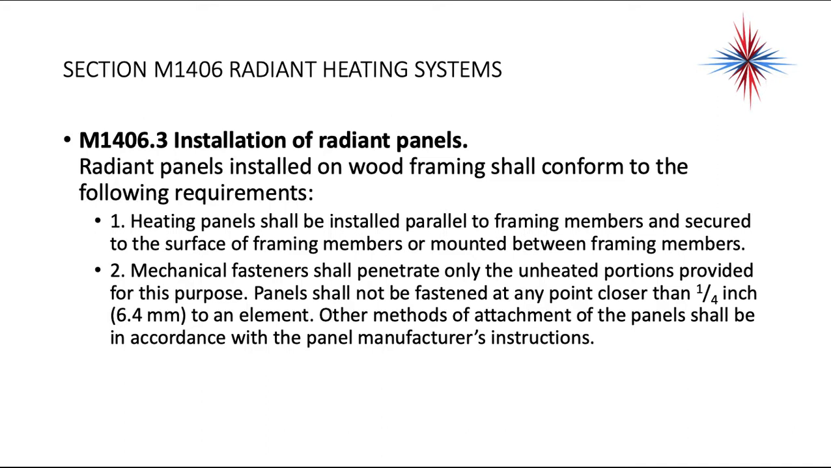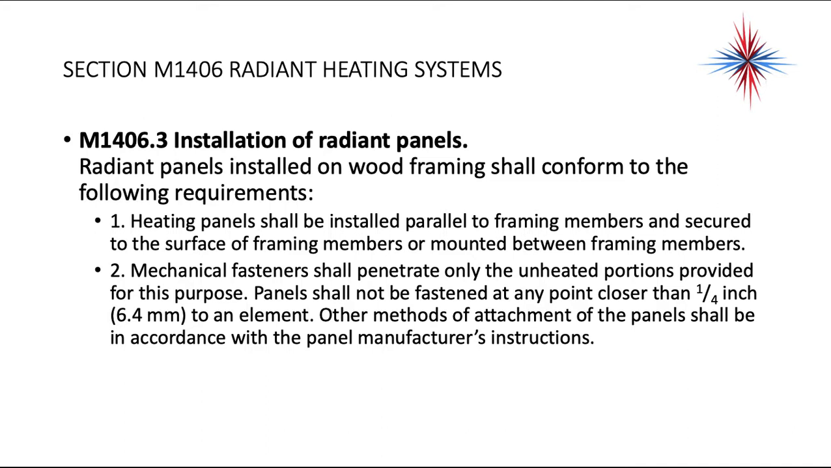(1406.3) talks about installation of radiant panels. Radiant panels installed on wood framing shall conform to the following requirements. Heating panels shall be installed parallel to framing members and secured to the surface of framing members or mounted between framing members. Mechanical fasteners shall penetrate only the unheated portions provided for this purpose.